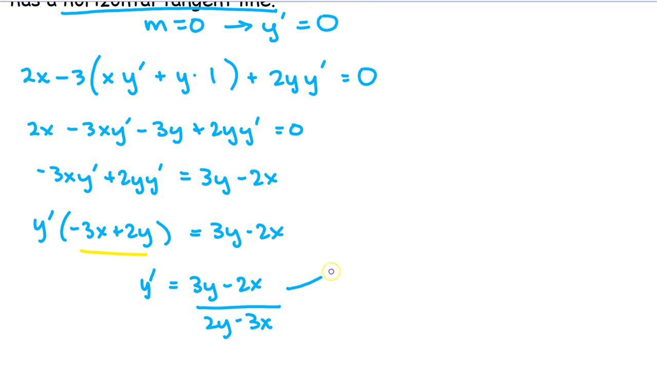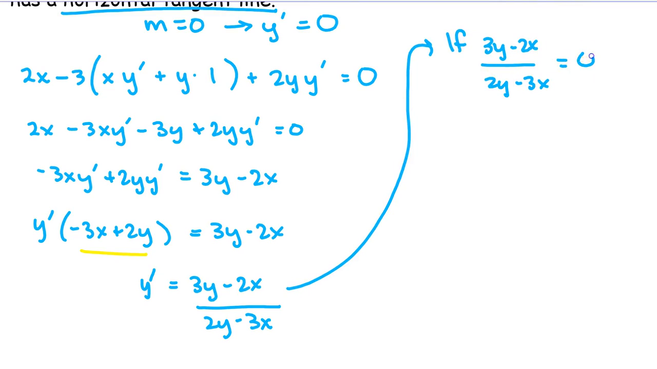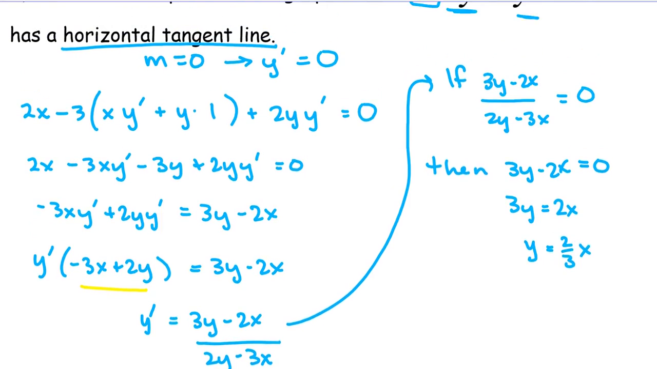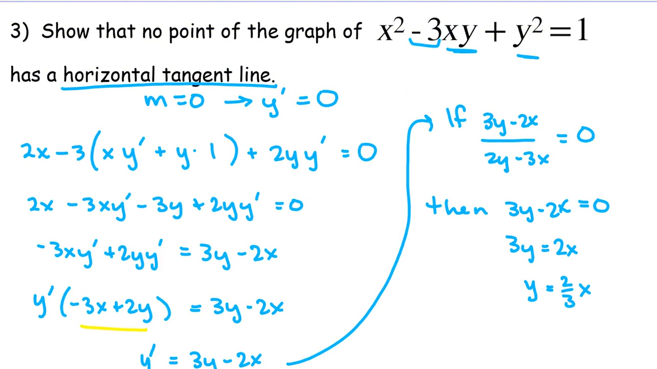Well, let's suppose it is 0. If 3y minus 2x over 2y minus 3x is 0, then the numerator would have to be 0. So it would be 3y minus 2x equals 0. And that would mean that 3y was equal to 2x, and that would mean that y was equal to 2/3 x. So what we're going to do is take 2/3 x, put it into the original equation for y, and show that it doesn't work.